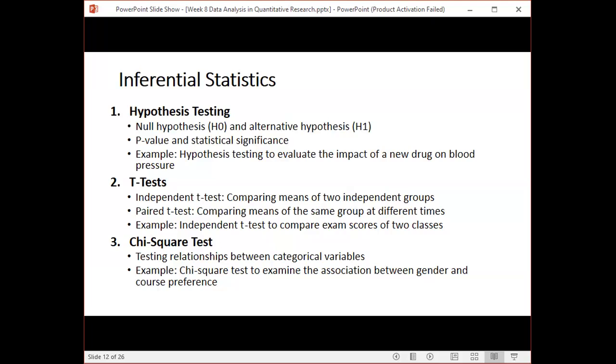We don't use t-tests on categorical variables. T-tests are only for continuous variables, like incomes, age, performance, scores, or heights of something, those sorts of things. Right? So let's bear that in mind.